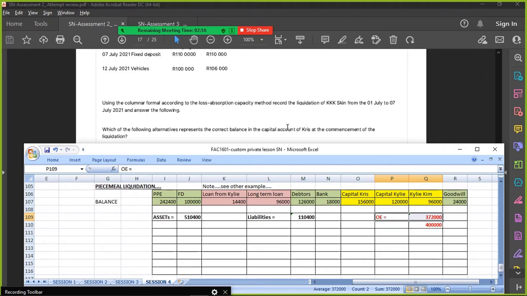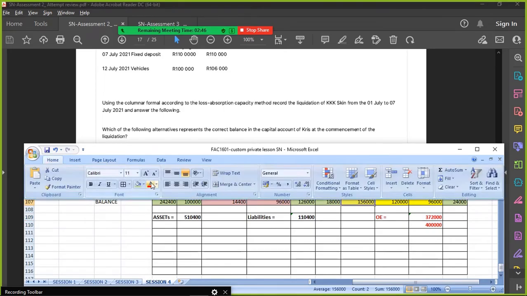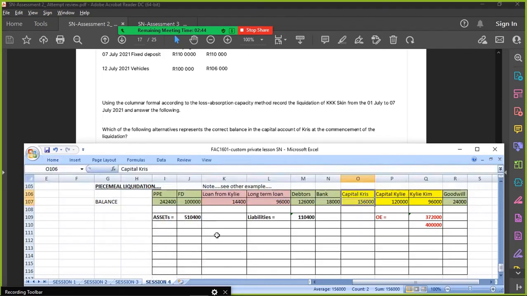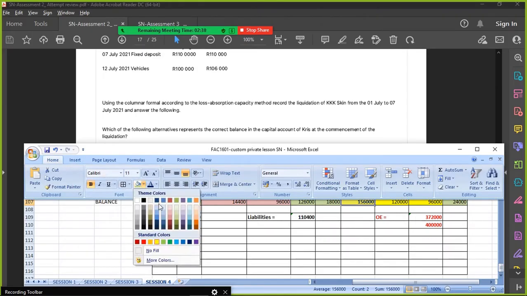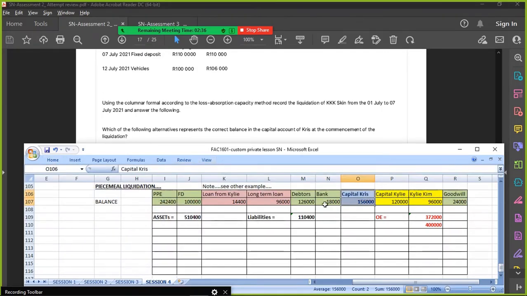before liquidation, so commencement of liquidation. Which of the following alternatives represents the correct balance in the capital account? Capital account of who? Chris, this one. Let's just highlight that partner. We're looking at that partner before the commencement of the liquidation.